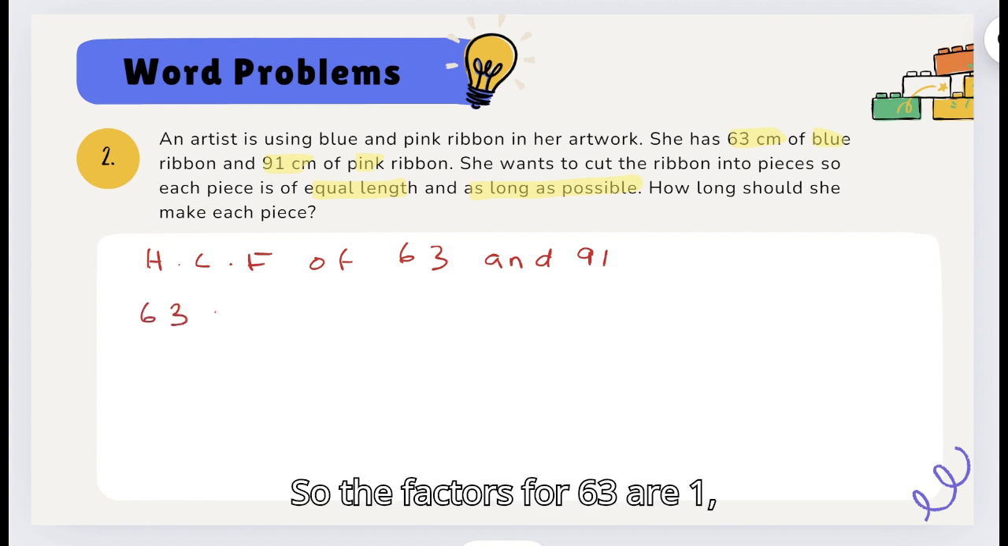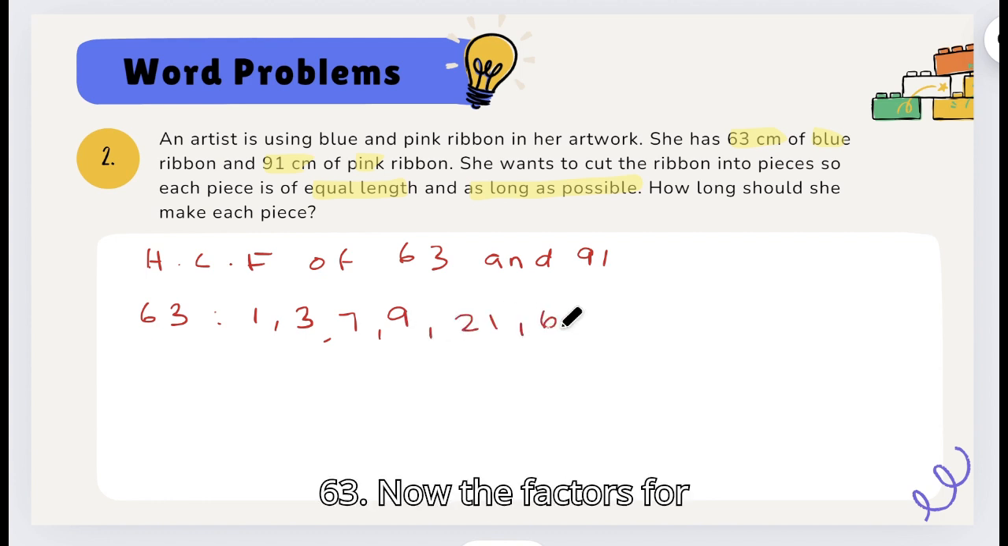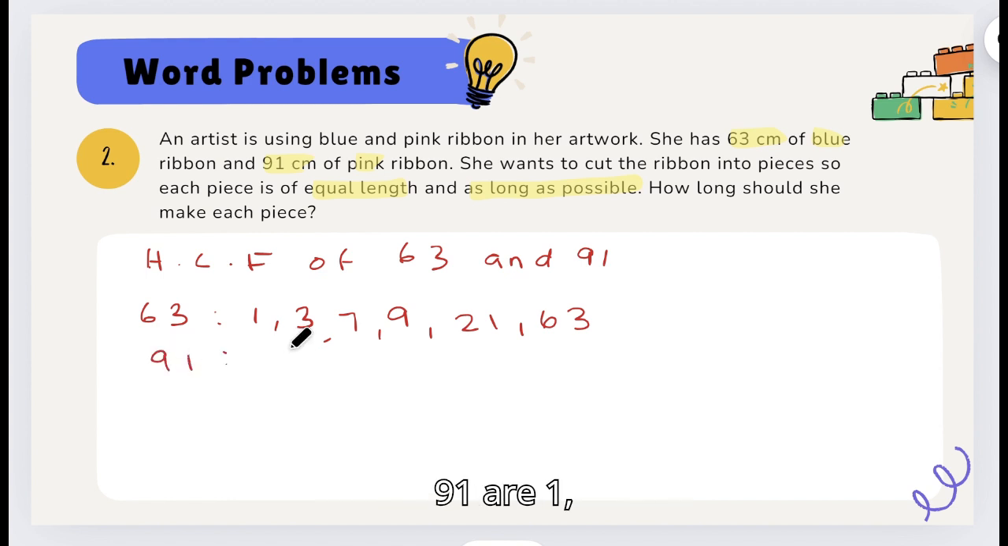So the factors for 63 are 1, 3, then we have 7, 9, 21, and 63. Now the factors for 91 are 1, 7, 13, and 91.